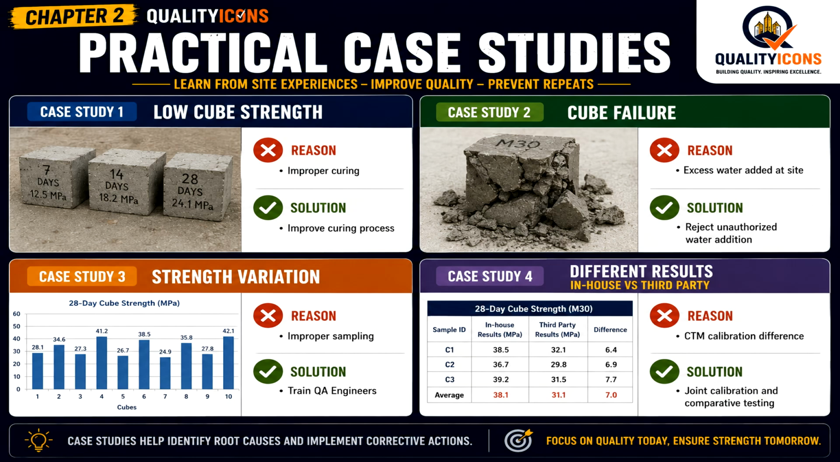Coming to case 4. Different results, in-house versus third party. For example, for the 28 days cube strength of M30, sample IDs are C1, C2, C3. In-house results 38.5, third party results 32.1. The difference is 6.4 MPa. See the variations. Why is there a difference? The reason is CTM calibration errors, a difference in CTM calibration.